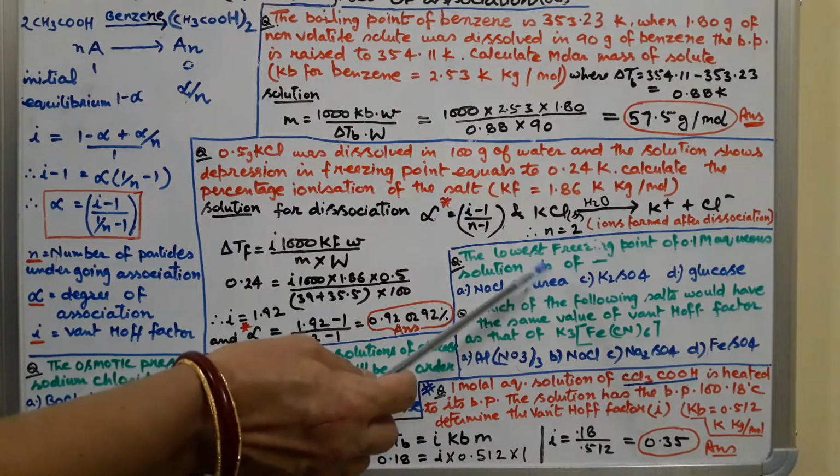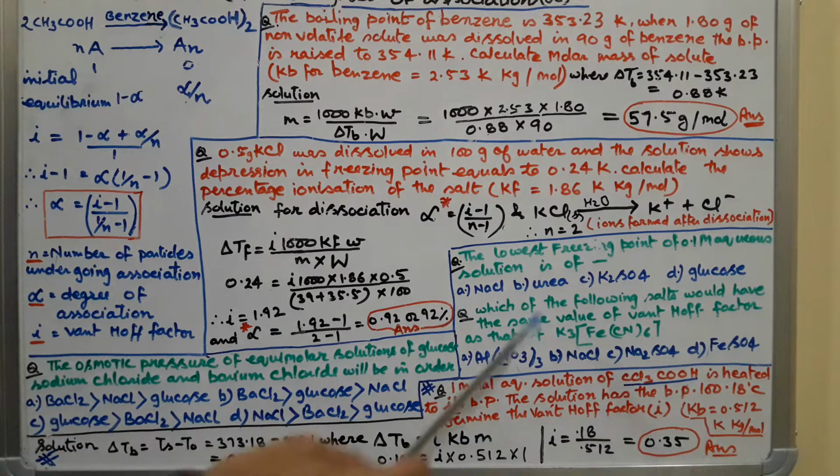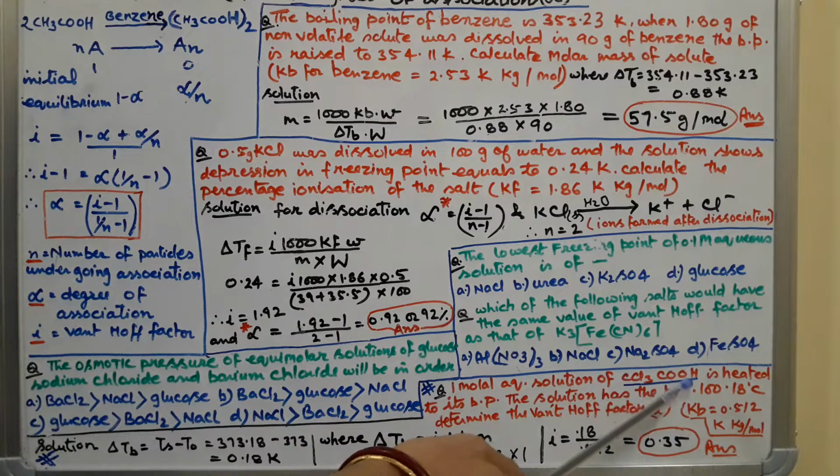Now you can see here I have written a few multiple choice questions also. We'll discuss them later. Let's finish this one first. This is the question. Read: a 1 molar aqueous solution of trichloroacetic acid. There was less space, that's why I've written the formula. So this is trichloroacetic acid, heated to its boiling point. The solution has the boiling point 100.18 degrees Celsius. Determine the Van 't Hoff factor i. Kb is given as 0.512 Kelvin kg per mole.